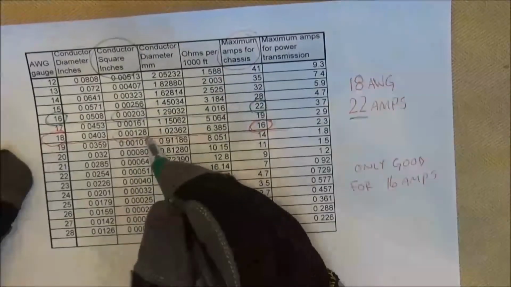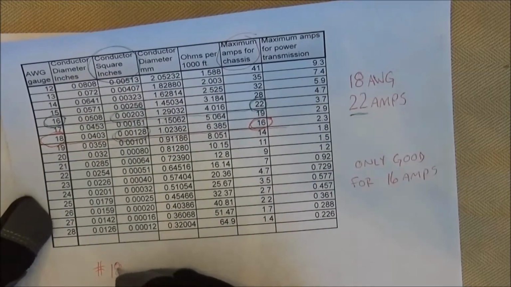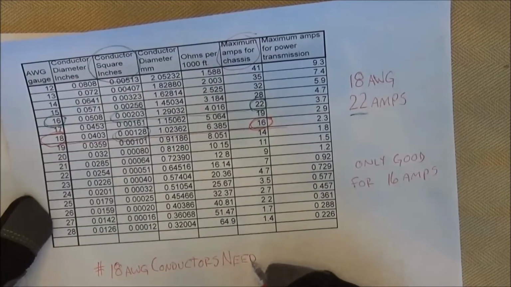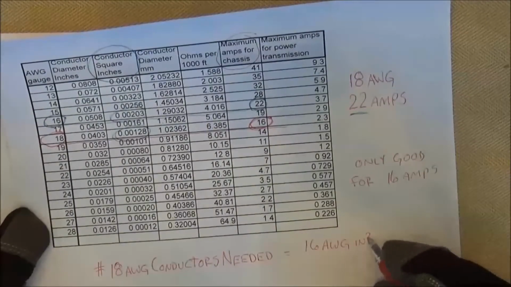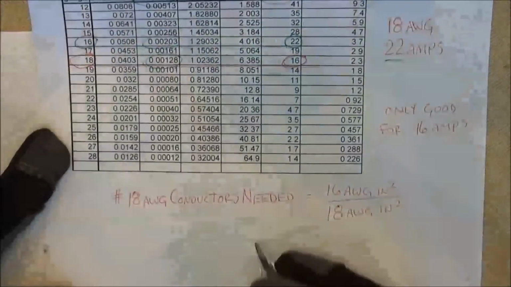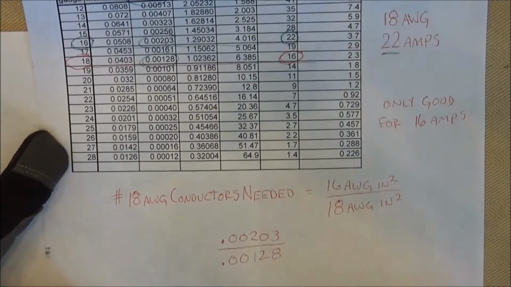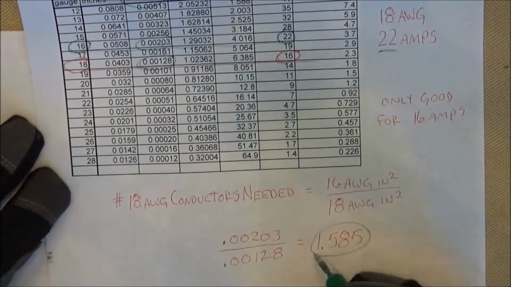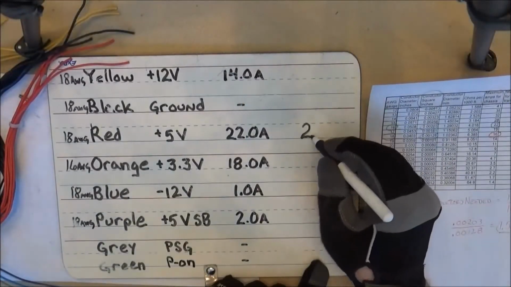Now we want to go to the column that has conductor square inches, and we want to take note of the conductor that we have and the conductor that will carry the right amount of amps. The number of 18 gauge conductors needed is the 16 AWG square inches divided by the 18 AWG square inches. That's going to come out to 1.58 conductors. Now obviously we don't have 0.58 conductors, so we're going to round up to 2.